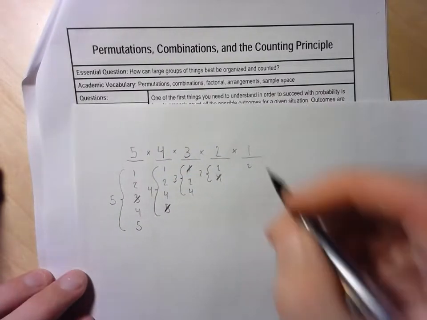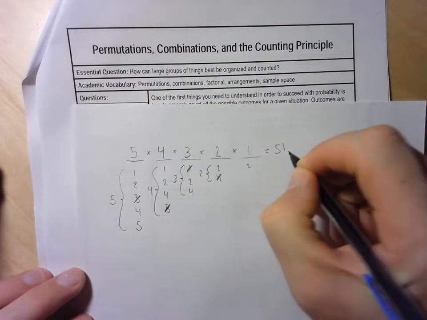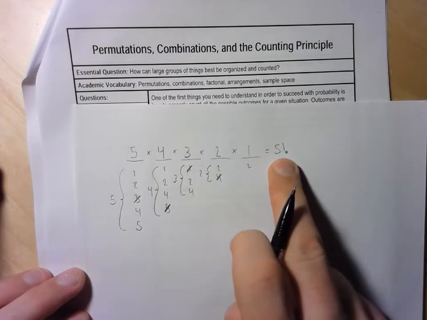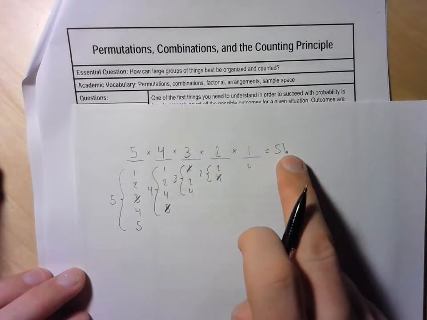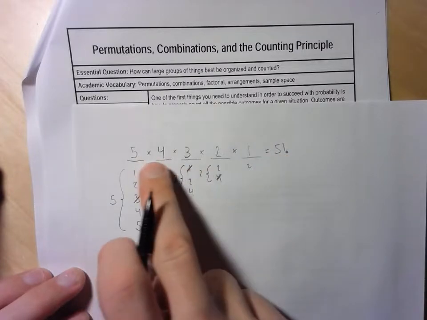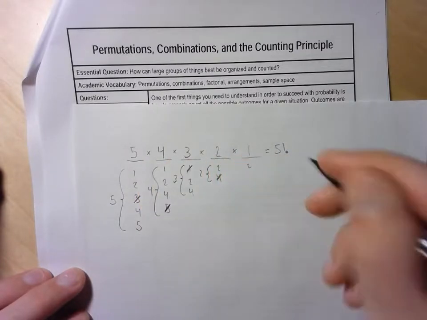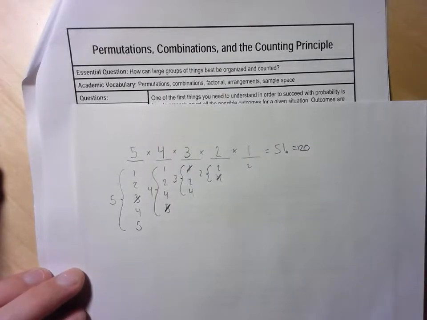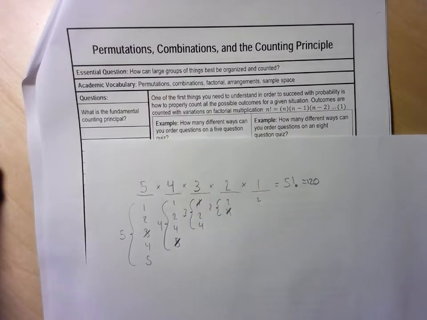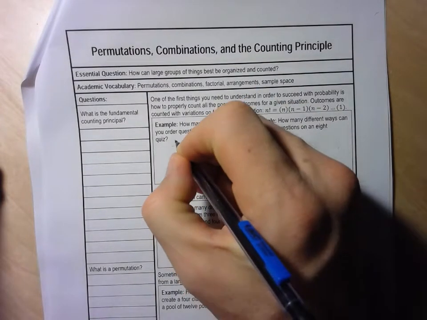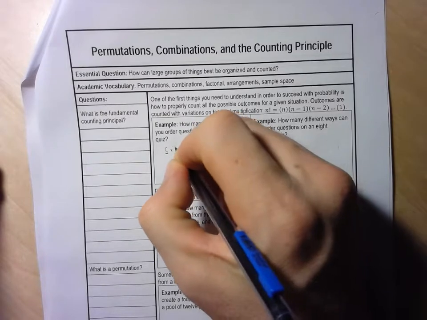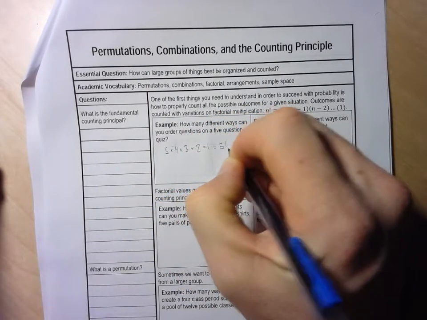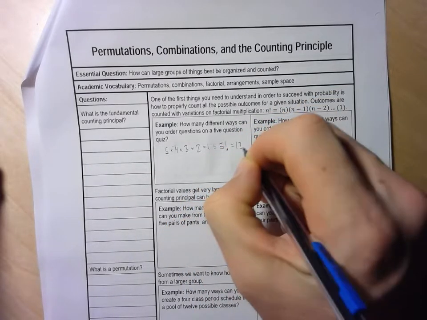And this notation is called factorial. Or this expression rather, is notated this way with this exclamation point. 5 factorial is 5 times 4 times 3 times 2 times 1, and we can get that from the calculator for 120 ways to organize 5 questions on a quiz. So our answer here is 5 factorial, or 120 ways.